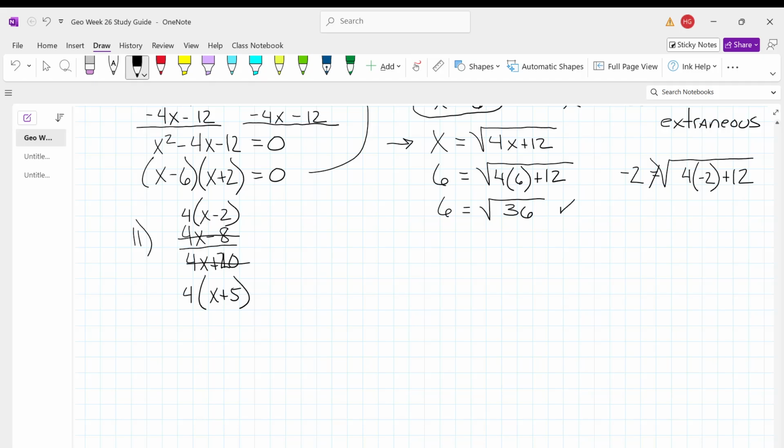So right now, I would identify any excluded values, okay? X cannot be equal to negative 5 right here, because that would create a 0 in the denominator. We can't have that, all right? So then, with what's left, I can cancel these 4's, and in simplest form, we get x minus 2 over x plus 5.